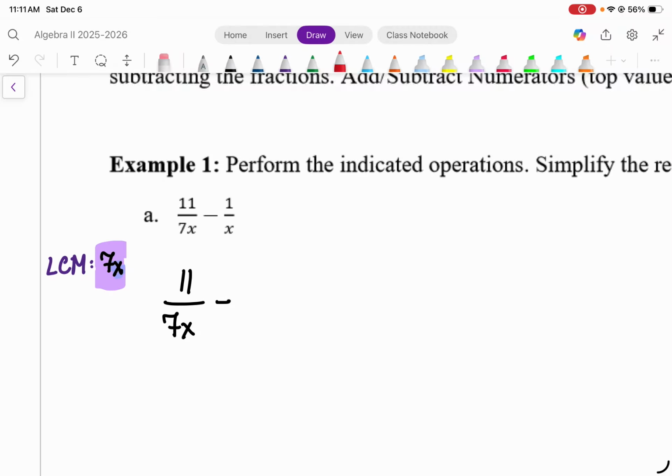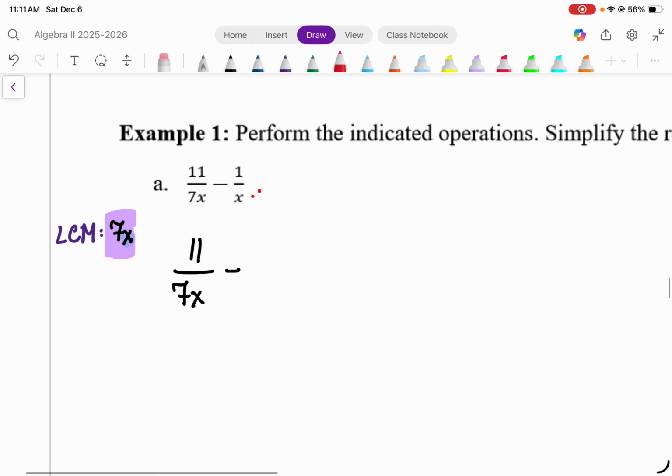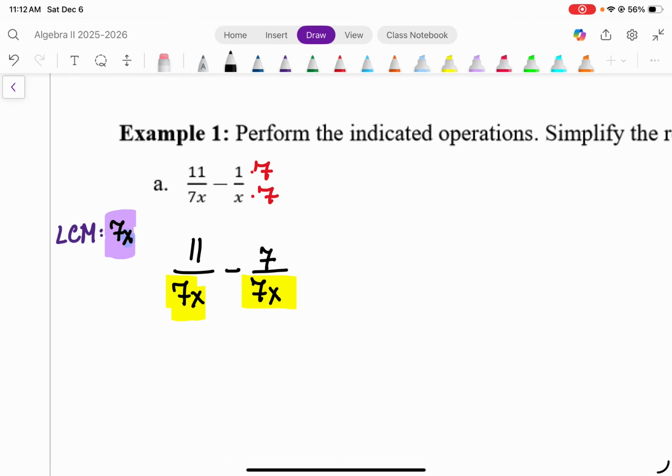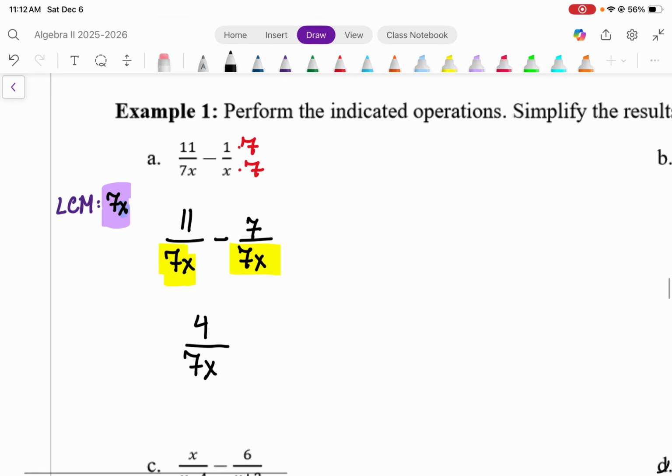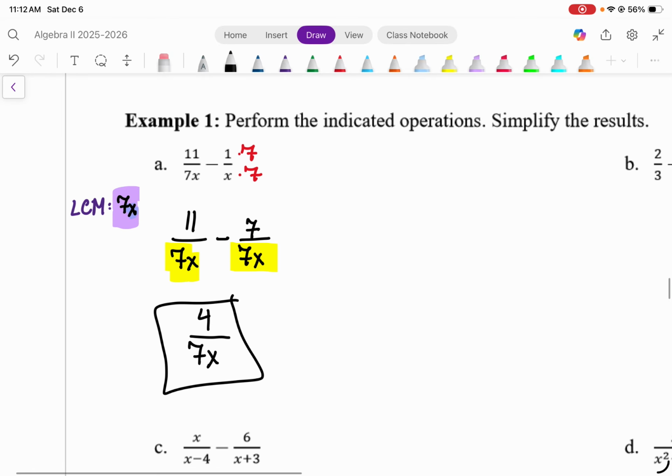Our second fraction doesn't, but to get 7x on the denominator, we can multiply by 7. And when you multiply by just the denominator, you also need to multiply by the numerator. So this fraction would change to 7 over 7x. Now that the denominators are the same, we can go ahead and subtract the numerators. So 11 minus 7 is going to be 4 over 7x. Because 4 and 7 don't have any common factors, that means it is completely simplified.